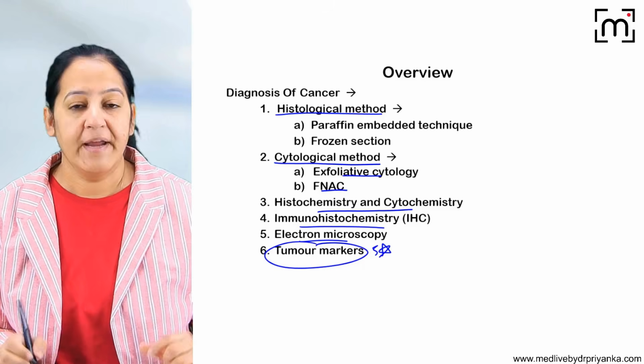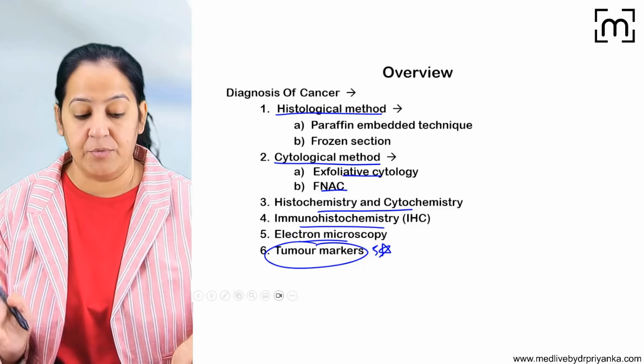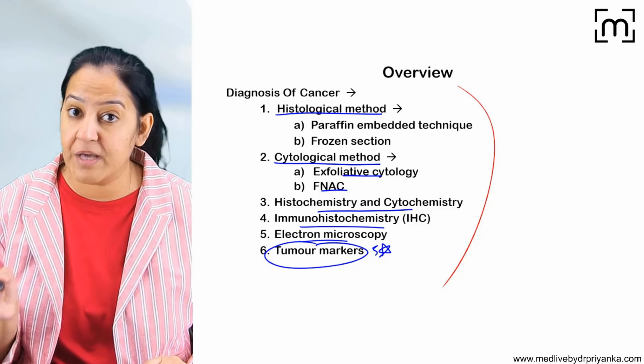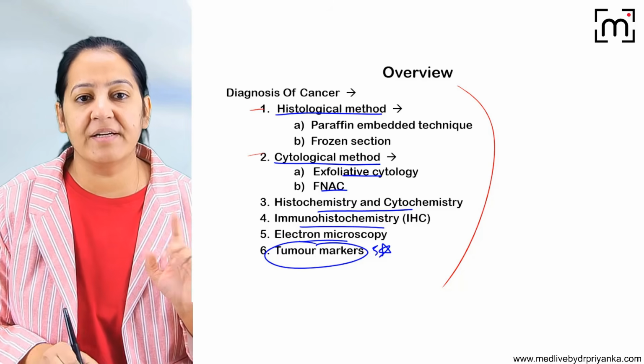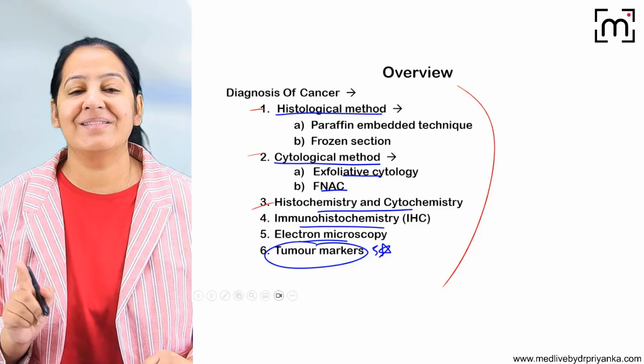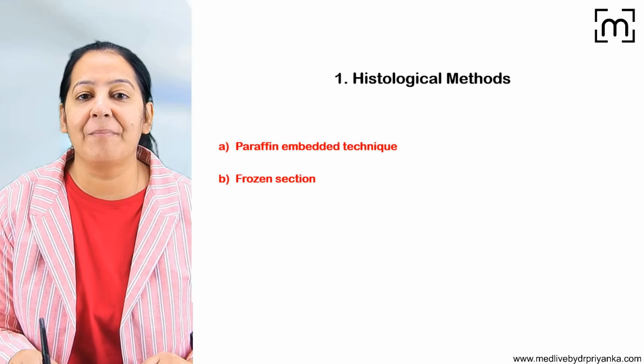Make a 5-star over it. It's a frequently asked question in your university exam. Now, if long question is asked, you have to describe all of them along with a well-labeled diagram. And if it is a short question, whatever individual method is asked, you have to write that only. So let's start with the first one, histological method.